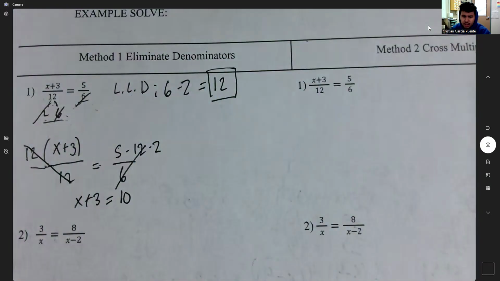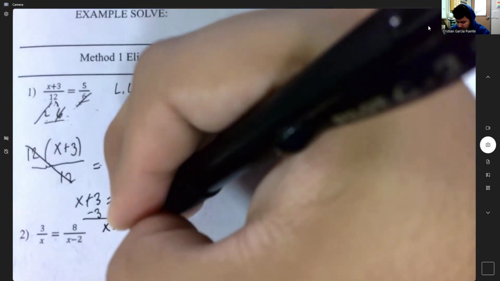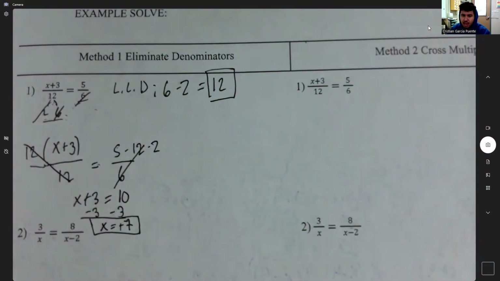And now just solve for x. So how do you get rid of this plus 3? You minus 3. So what's 10 minus 3? Negative 7 or positive 7. And that right there is going to be your answer. And you're done. So this is the LCD way.